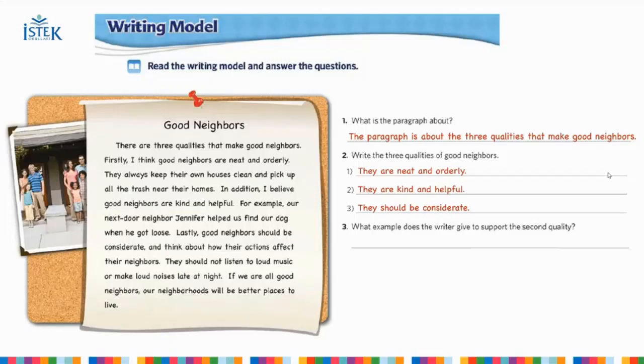Now, after each main point, we have some sentences to support that idea, to support the main idea of the paragraph. Those sentences are called supporting details. The second main point is that a good neighbor should be kind and helpful. The sentence that comes after that is the supporting detail of our paragraph. So, here is the answer. The writer's next door neighbor helped them find their dog when he got loose.